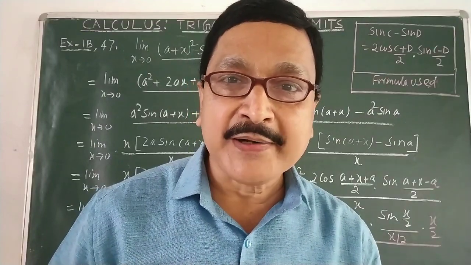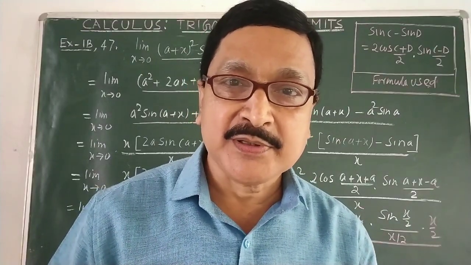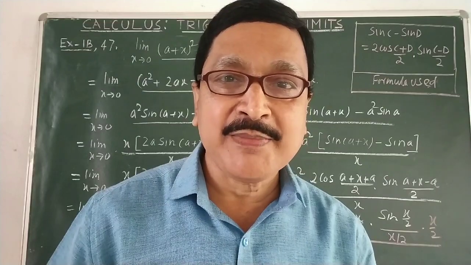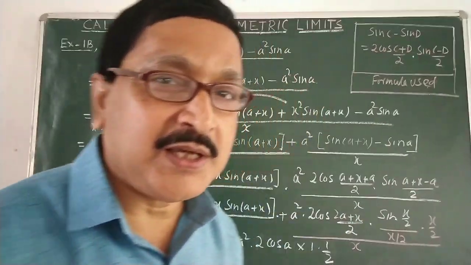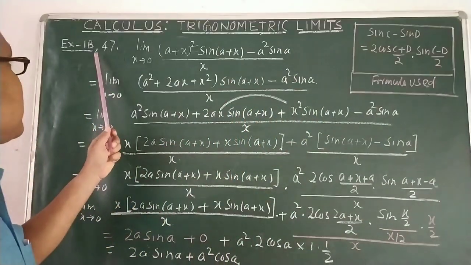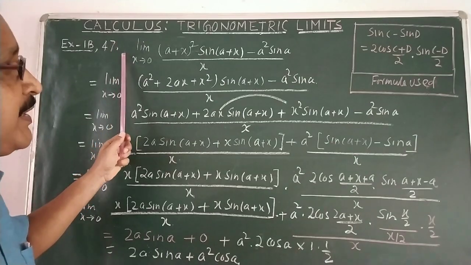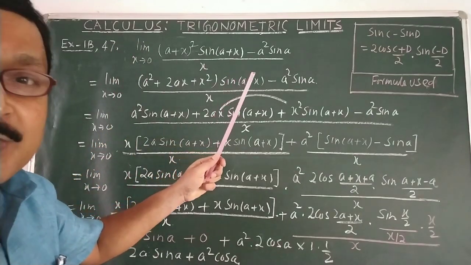This is the fourth part of trigonometric limit. Up to three parts I have already provided. So just see the problem. Now exercise 1b, this is problem number 47. This is the harder problem.